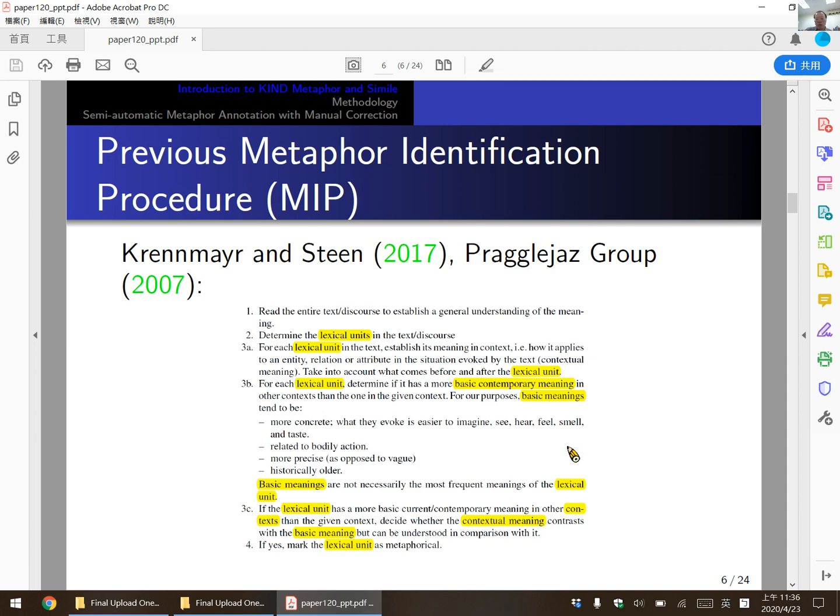The Pragglejaz Group, from 2007 to 2017, proposed the metaphor identification procedure. As you can see, it is divided into 4 steps. It is a good guideline for metaphor identification, but you can see basically they focus on the lexical unit, or the word label of metaphorical meaning.